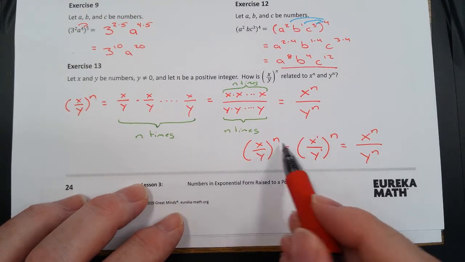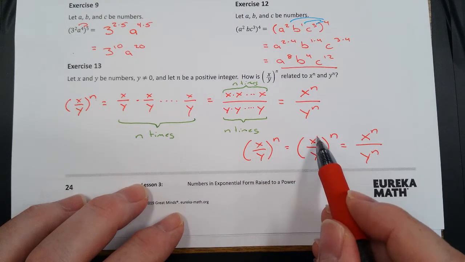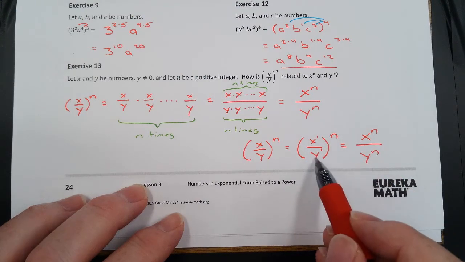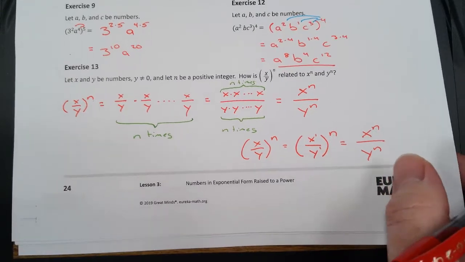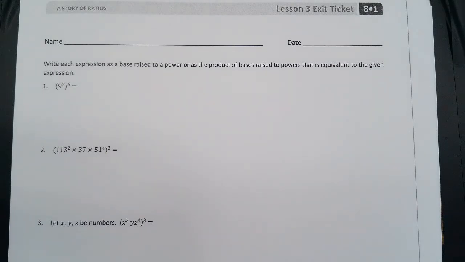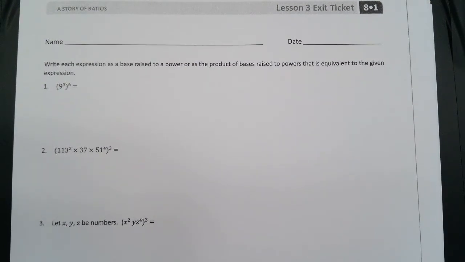X over y to the n is x to the 1 times n, and y to the 1 times n. Let's do a little bit of practice with all the skills from this lesson on your exit ticket. Well, actually, you try the exit ticket, and then pause the video and come back in a few minutes when you're ready for me to show you how to do everything.